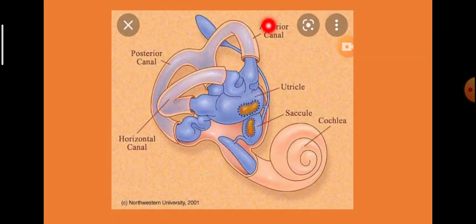These are the semicircular canals: the anterior, posterior, and the horizontal canal. This is the horizontal canal, this is the posterior canal, and this is the anterior canal. The posterior and the anterior canals combine here to form what is called the crus commune. Each canal ends in an expansion called the ampulla. The otolith organs are the utricle and saccule.